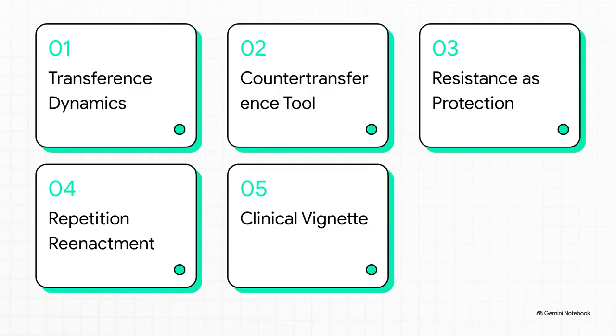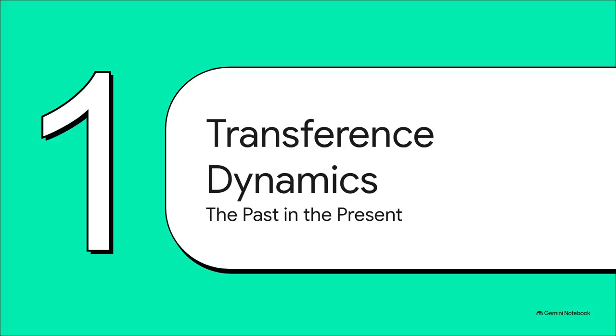So here's our roadmap for today. We're going to hit the 4 core pillars of psychodynamic formulation: transference, countertransference, resistance, and repetition. Then, we're going to tie the whole shebang together with a master clinical vignette. All right, let's jump right into part 1, transference dynamics.